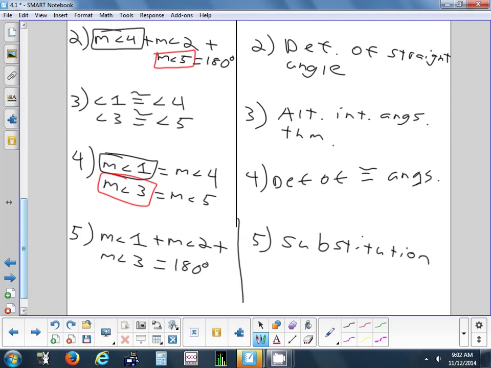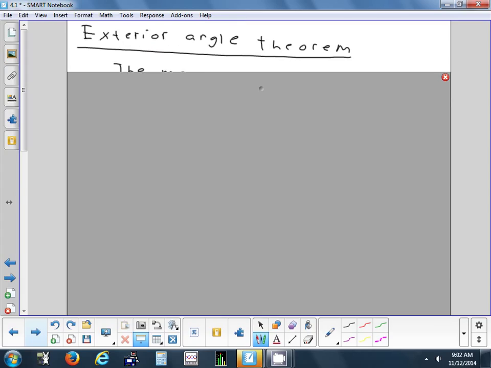Okay, we're not going to have to go through that proof again. Now we can use that fact all the time. Now that we know that fact, we can look at the exterior angle theorem, which I'm not going to prove. It is a theorem, so we should be proving it, but it's left as an exercise in the book.